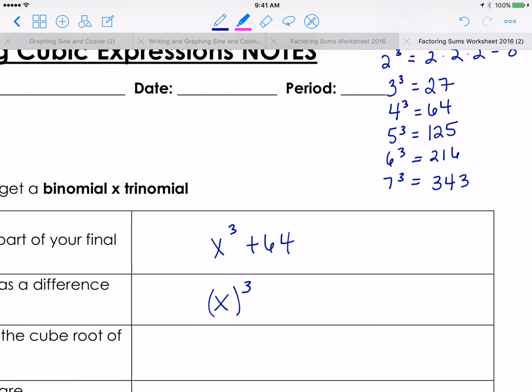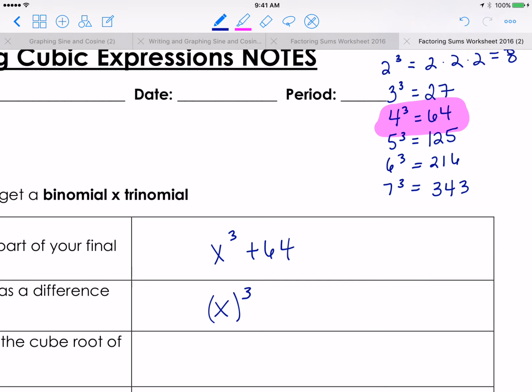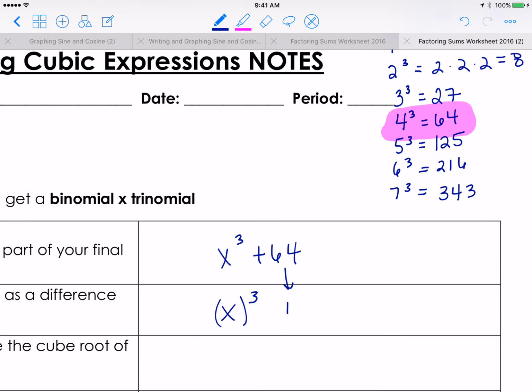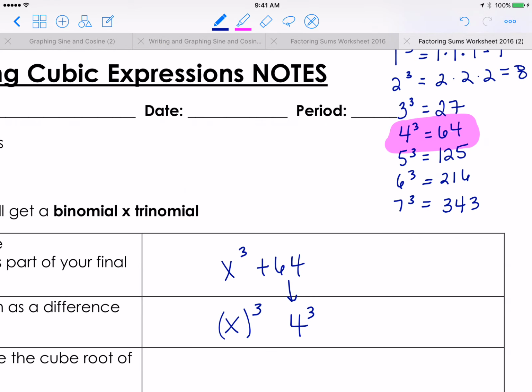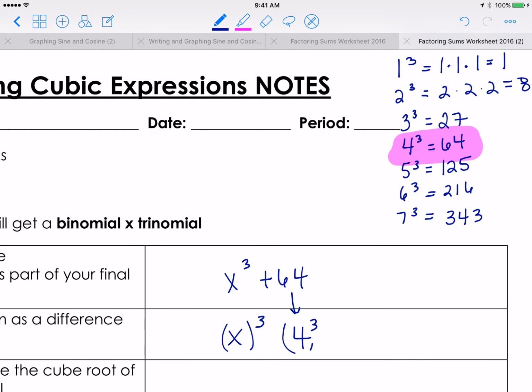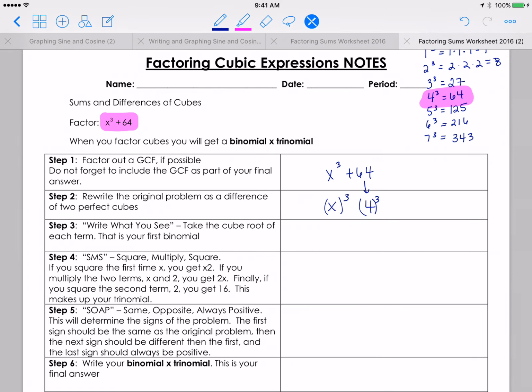Look over at our perfect cubes. Do you see which one is 64? Right here, 4 to the third is 64. So we could rewrite 64 as 4 cubed, and let's put that in parentheses. I don't know why this is scooting back and forth, so I'm sorry about that. So that was your second step.